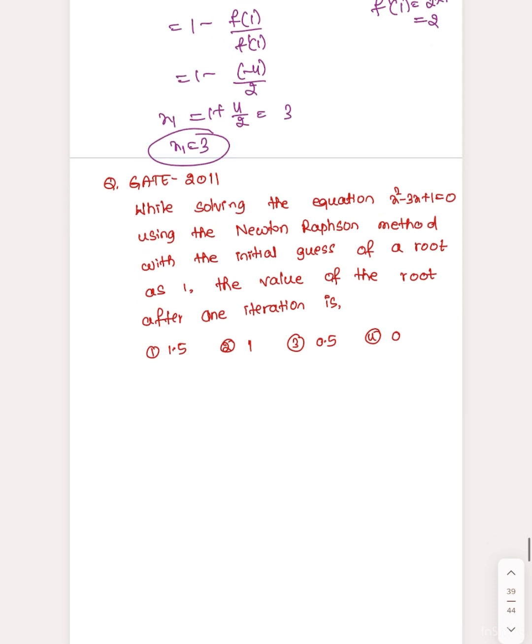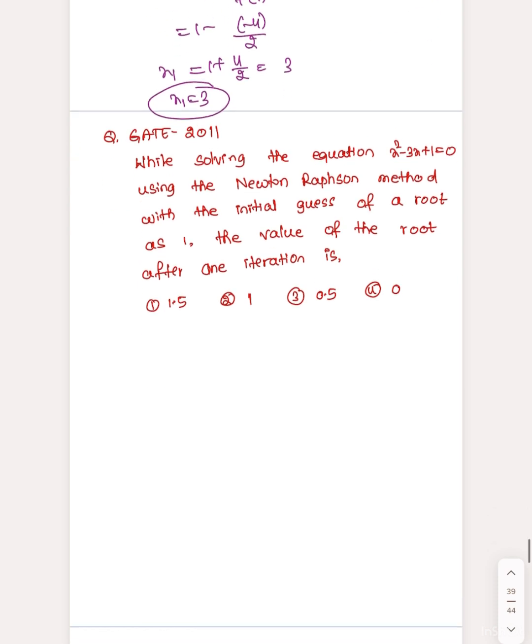One more question from GATE, which is from GATE 2011. While solving the equation x square minus 3x plus 1 is equal to 0 using Newton-Raphson method with the initial guess of a root as 1, the value of the root after one iteration is? Here f of x is x square minus 3x plus 1, and the Newton-Raphson method is used. Initial guess x0 is 1 and the first iteration x1 is equal to what?